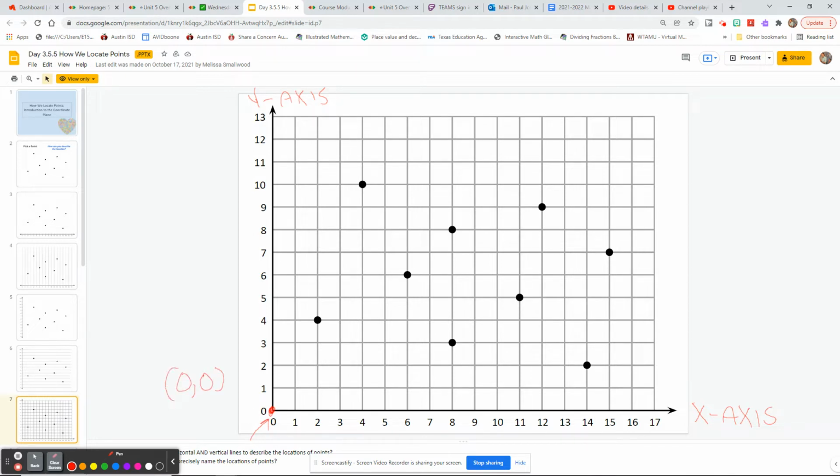Kind of looks like an owl. 0, 0 is called your origin. All right. It's where you start. Like an origin story is like where a superhero starts, right? The origin is where you begin.